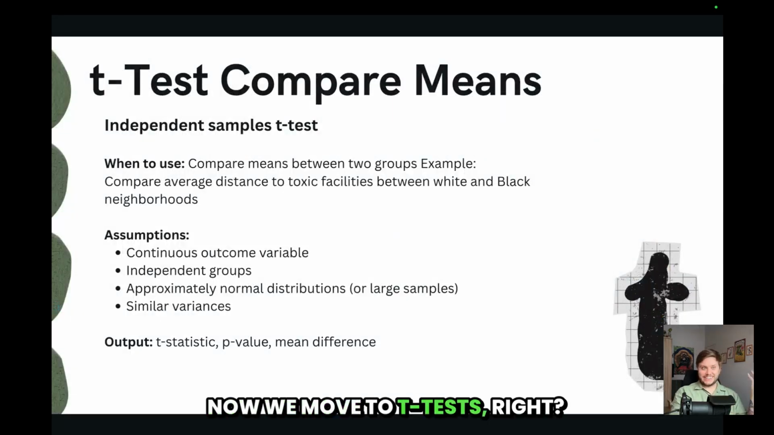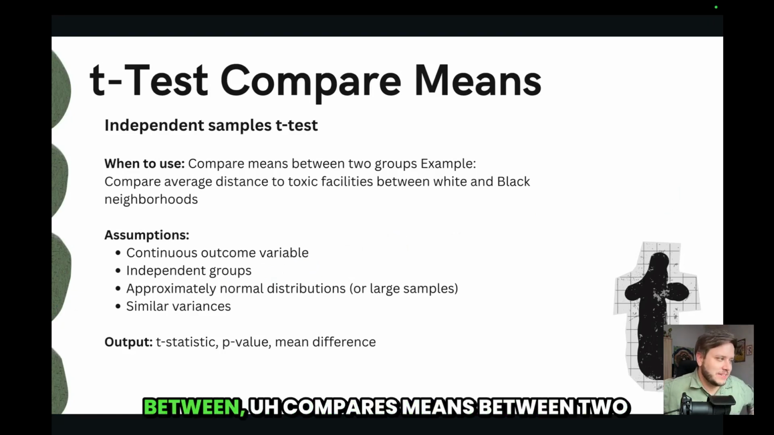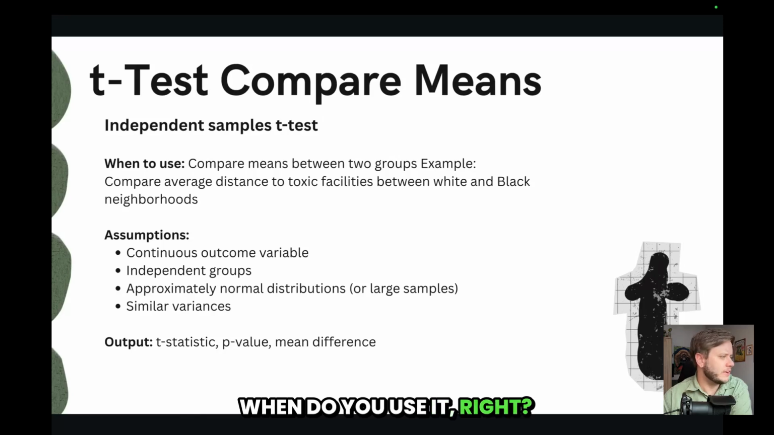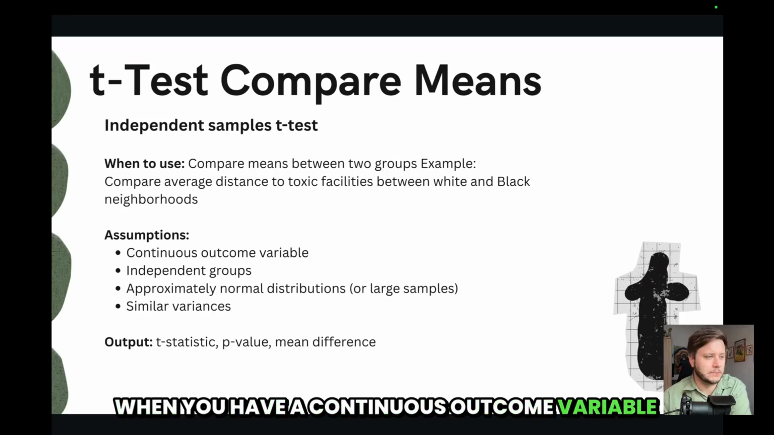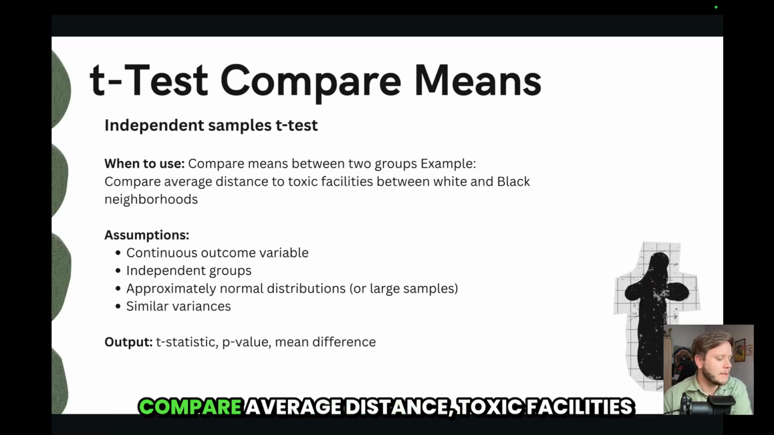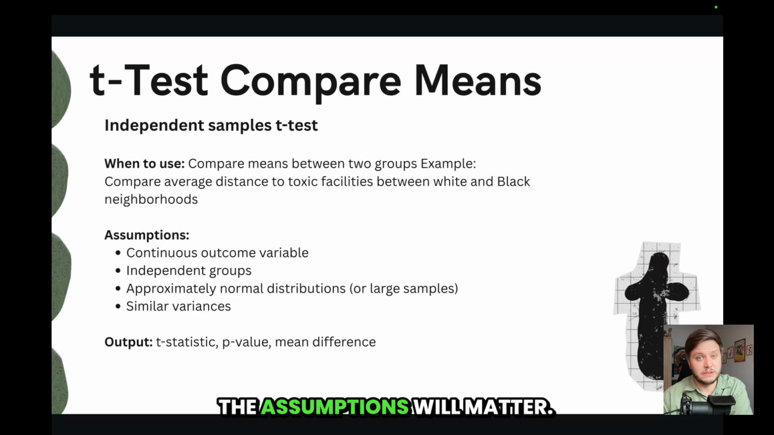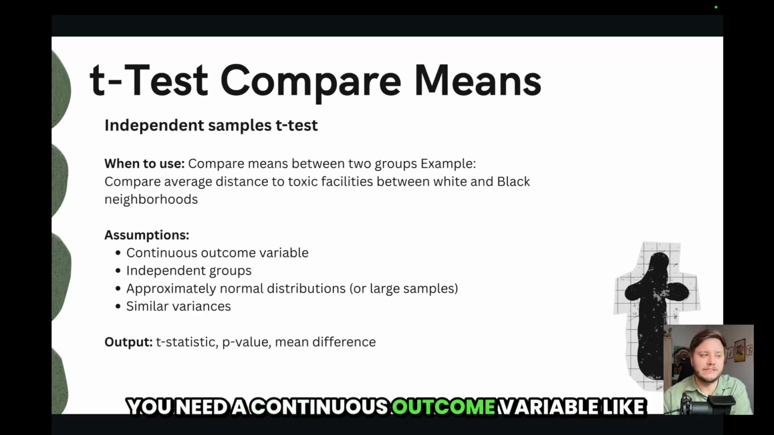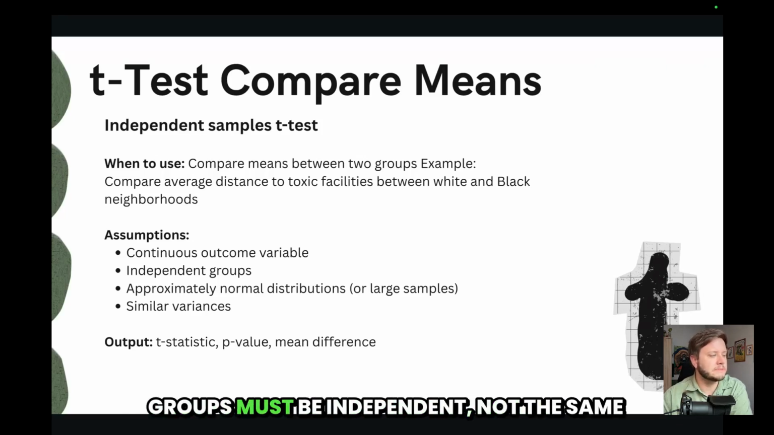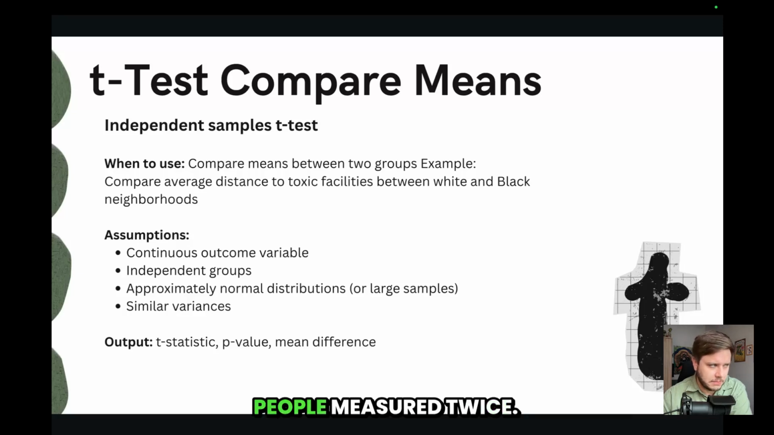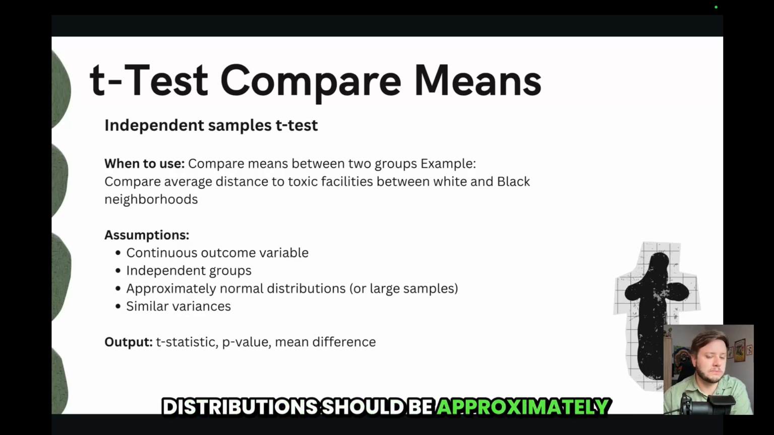Now we move to t-tests, right? So the independent sample t-test compares means between two groups. When do you use it, right? When you have a continuous outcome variable and two independent groups. For example, compare average distance to toxic facilities between two different demographic groups in their neighborhoods, right? The assumptions will matter. You need a continuous outcome variable like distance in meters, right? Groups must be independent, not the same people measured twice. Distributions should be approximately normal, though with large samples, this matters less, right? We'll talk about that in a moment.